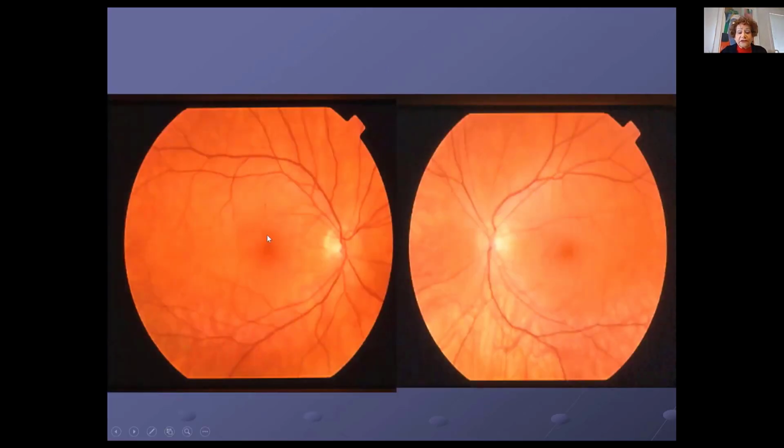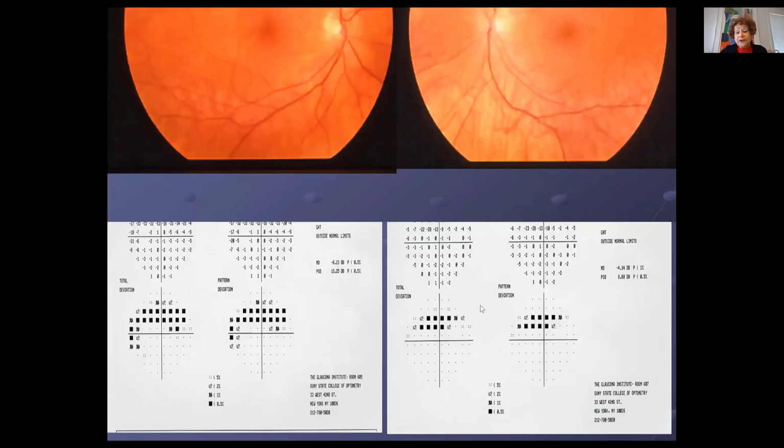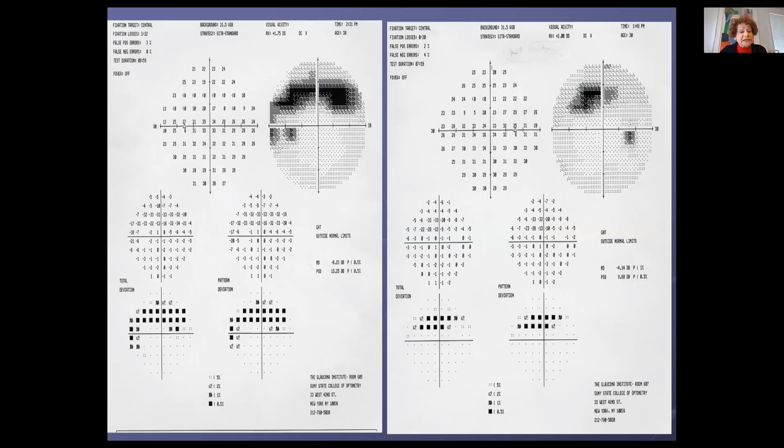But as you look at her fundus, you will see that this fundus looks pretty normal. She has very pale skin. She has light-colored eyes. She has a light-colored blonde-type fundus. She has light-colored hair. Nothing unusual, not like her uncle. But if you look at her visual fields, you would not be able to explain that field defect based upon her retina. And you can see that she has an arcuate defect in this left eye and a not quite yet arcuate defect in the right eye.